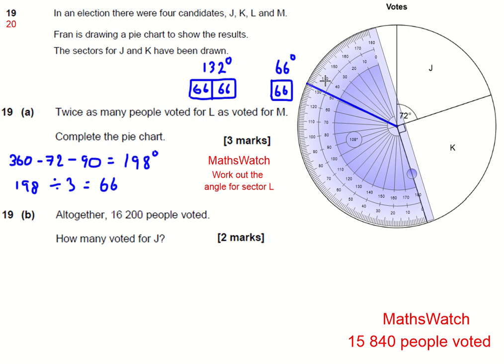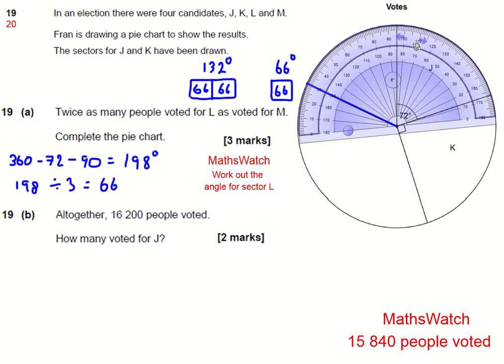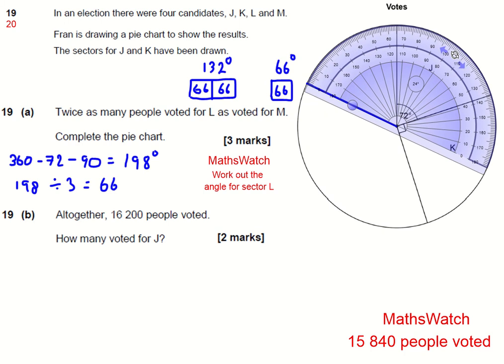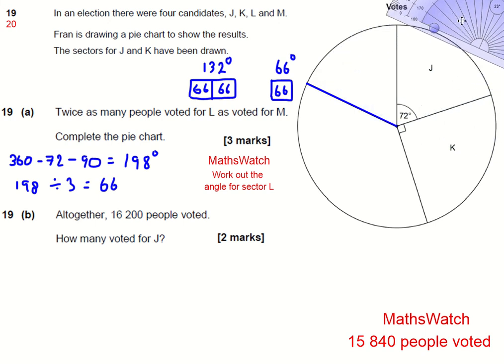Now please make sure you are checking your answer by measuring this last section. It should be 66 degrees, and it is. You do have 2 degrees to play with if you are slightly inaccurate. Any more than that, you will lose marks. Final section to do is to actually place in the labels. So this is section L, and this is sector M.